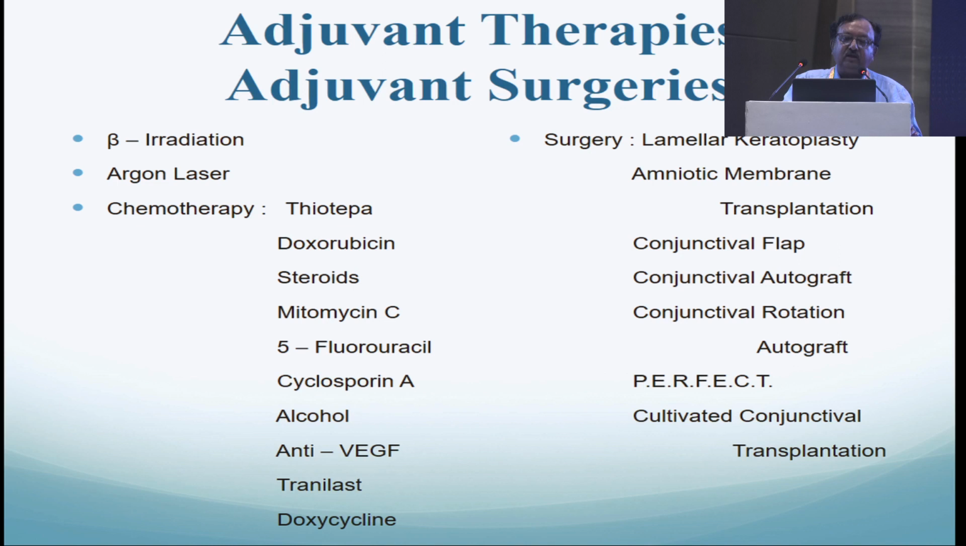Adjuvant therapy may be in the form of beta radiation, argon laser, or chemotherapy, applying thiotepa, doxorubicin, steroids, mitomycin C, 5-fluorouracil, cyclosporin, alcohol, anti-VEGF, and doxycycline. And the adjuvant surgery may be in the form of lamellar keratoplasty, amniotic membrane transplantation, conjunctival flap, conjunctival autograft, conjunctival rotation graft, and cultivated conjunctival transplantation.